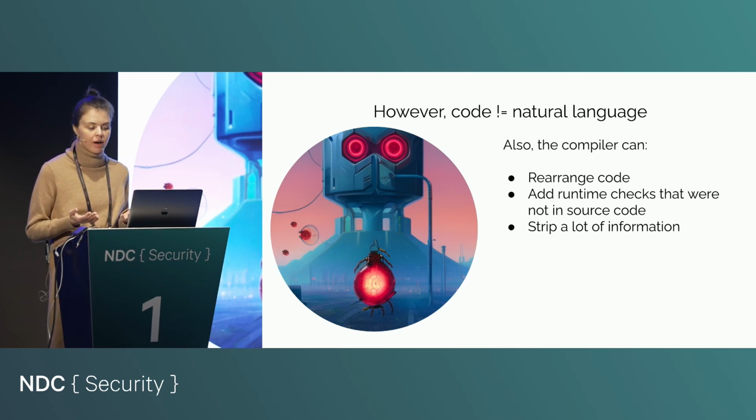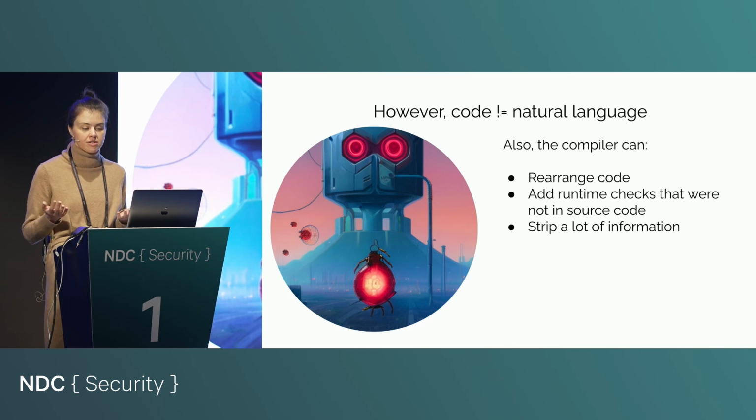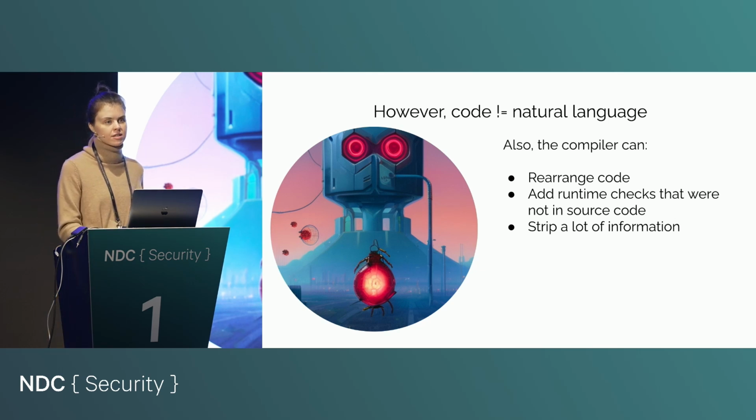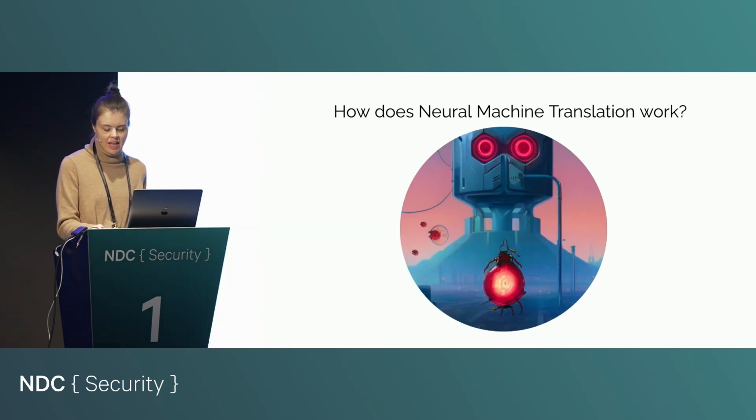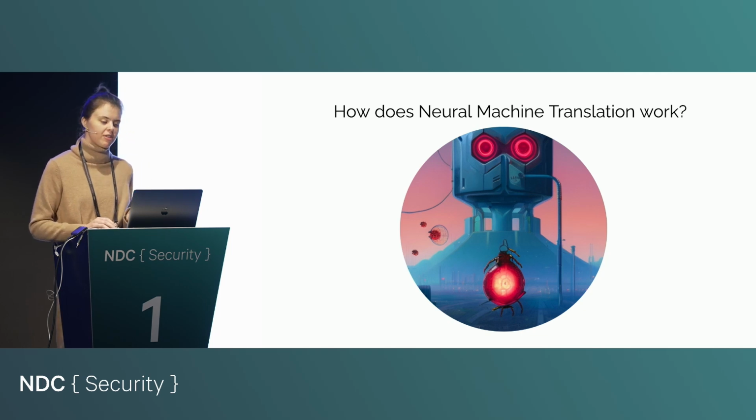But for example, the compiler can rearrange the code, add runtime checks that were not in the source code, strip a lot of information, add optimizations, and remove code branches that are not going to be reachable during execution. So there is a lot going on here that is causing this analogy between natural language translation and code-to-assembly translation to break down. That should give us a warning sign. This will not be as easy to make work as we think. But let's not give up anyway.